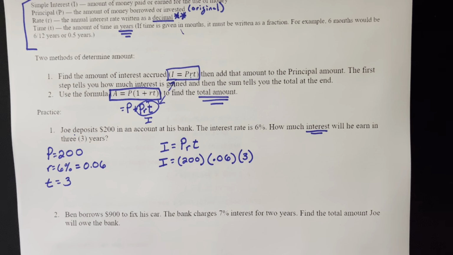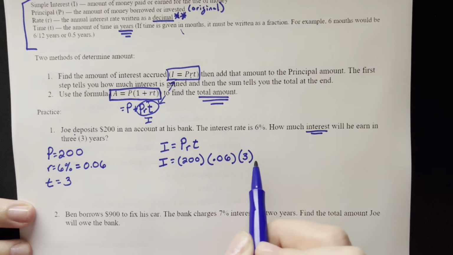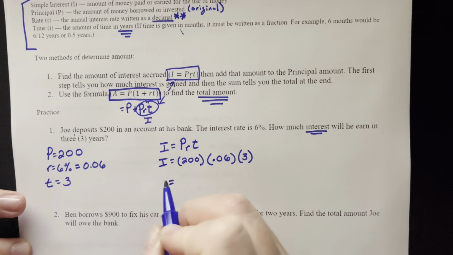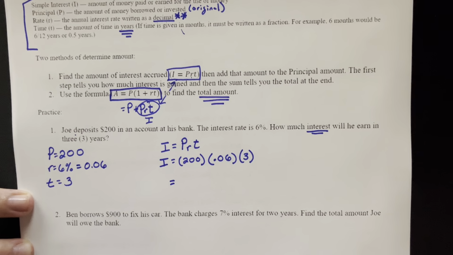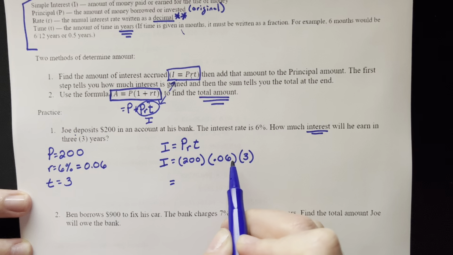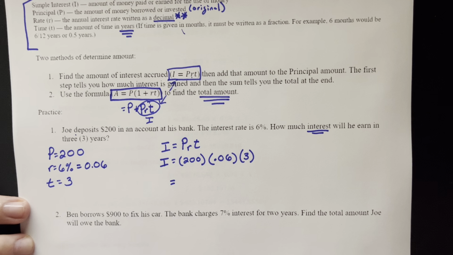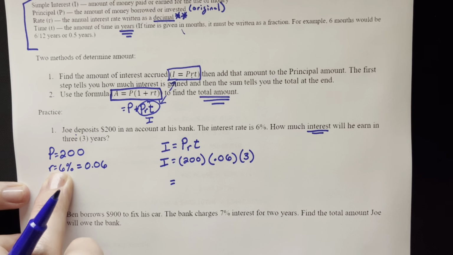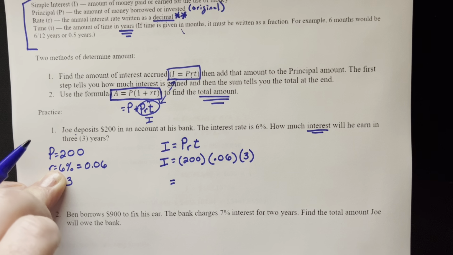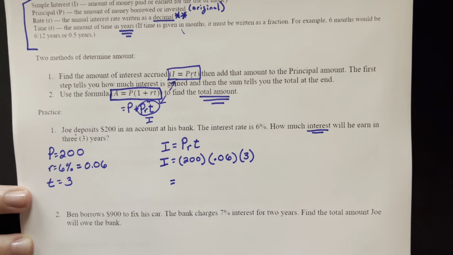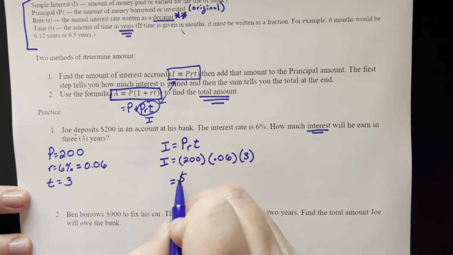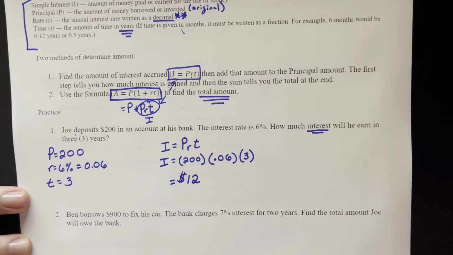A rule of thumb that one of my teachers always told me was any button you push on the calculator, I should be able to see it on your paper. So in our calculator, we type in 200 times 0.06, make sure it's 0.06, right? Because 0.6 means 60% and we're only at 6%. If you ever find a bank giving you 60% interest on a deposit, you put all your money in there. Times 3 years. So that means he will have gained $12.